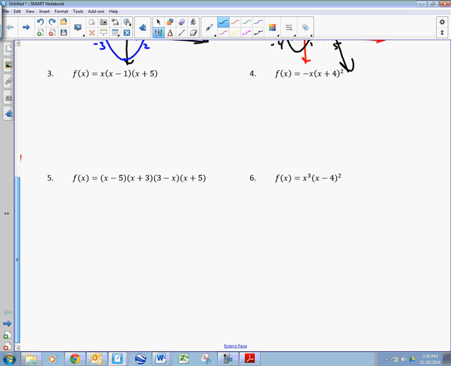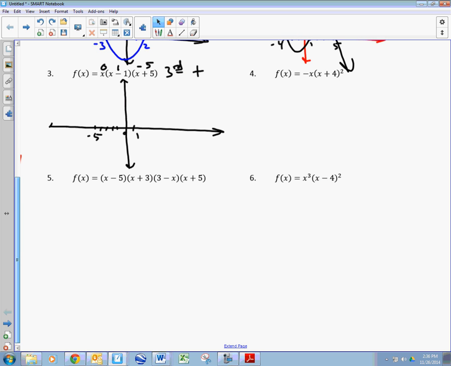Number 3: first, second, third, fourth degree. What is it? Third. Positive or negative? Positive. Finish up or finish down? Finishes up. Start up or start down? Starts down. What are my solutions? What are my zeros? You told me that it's going to start down and finish up, and it's going to go through those spots.